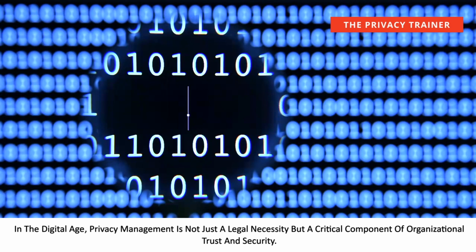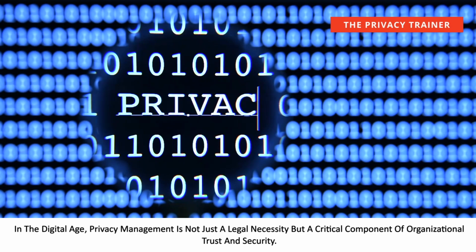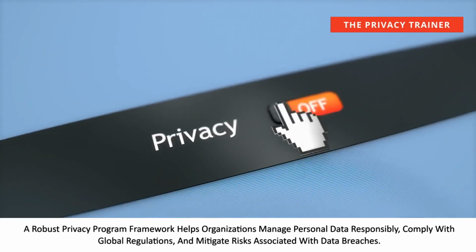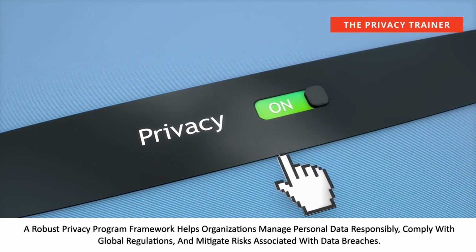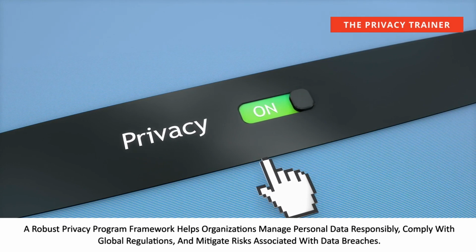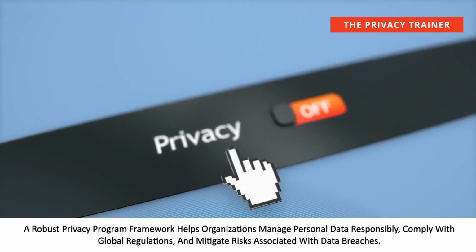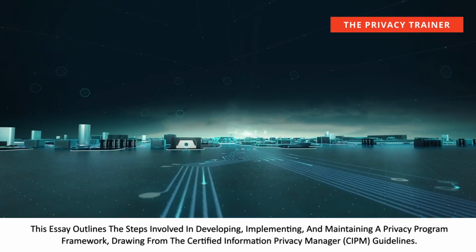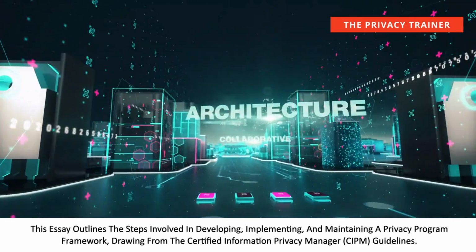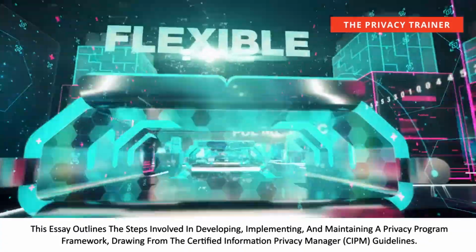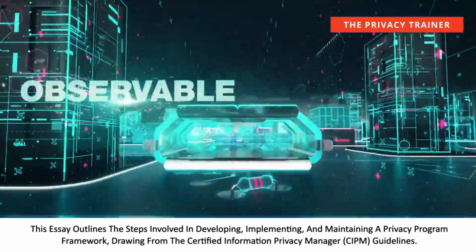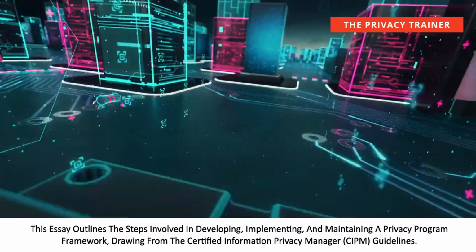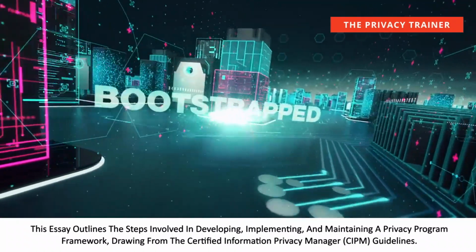In the digital age, privacy management is not just a legal necessity but a critical component of organizational trust and security. A robust privacy program framework helps organizations manage personal data responsibly, comply with global regulations, and mitigate risks associated with data breaches. This essay outlines the steps involved in developing, implementing, and maintaining a privacy program framework, drawing from the Certified Information Privacy Manager (CIPM) guidelines.